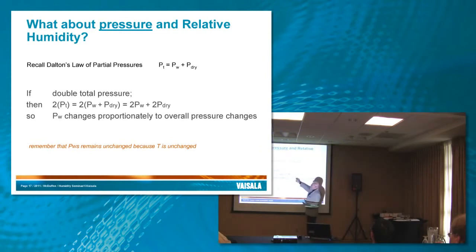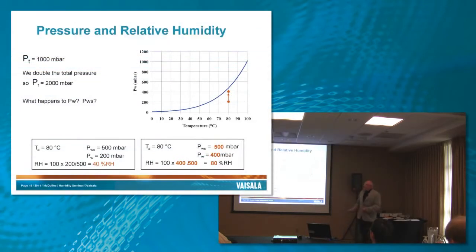So if we look at it mathematically, say for example, we double the total pressure. That means each of the gases' pressure also doubles. So PW will increase; it changes proportionately. Say we have a point here at 200 millibars for PW, 500 for PWS, and 40% RH. We're going to double the pressure of this system from 1,000 millibars to 2,000 millibars. Let's see what happens to this air.